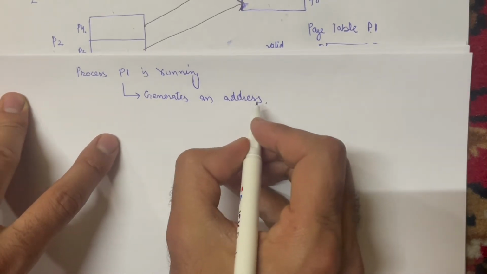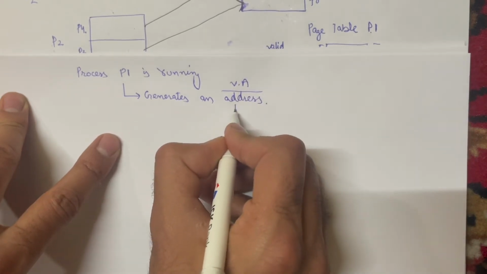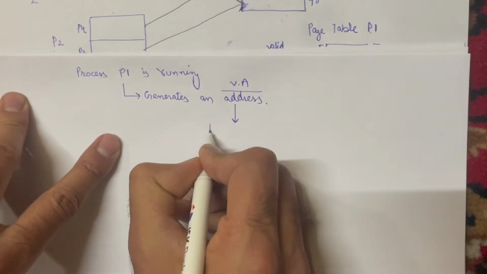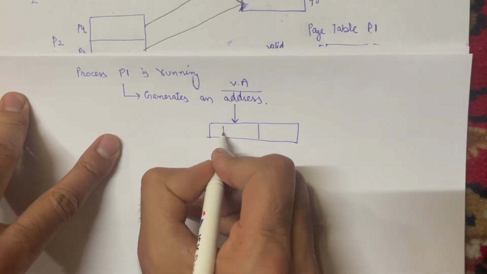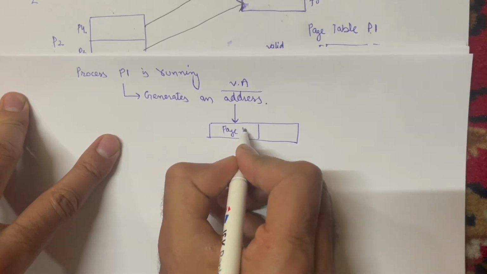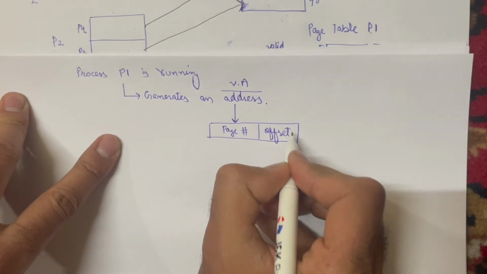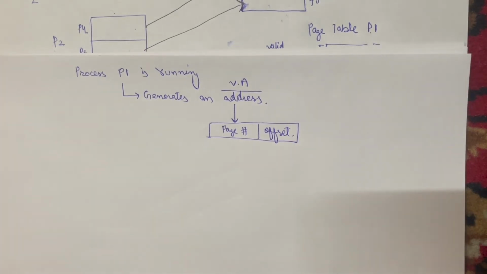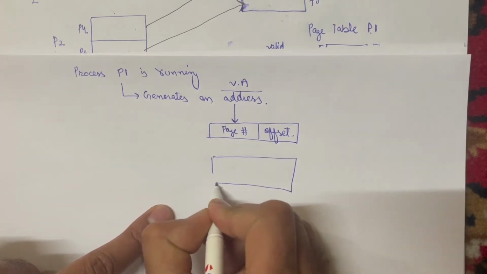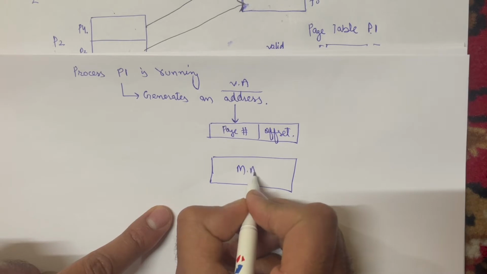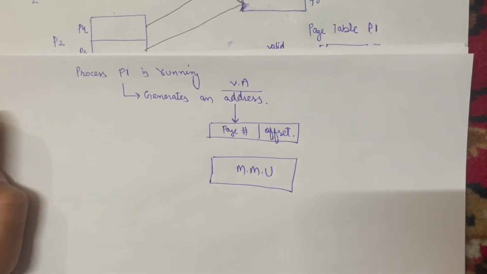And we know this is a virtual address. In paging, this virtual address has two parts. The first part is the page number. The second part is the byte inside a page, that is the offset. So now our memory management unit has to convert this virtual address into physical address.